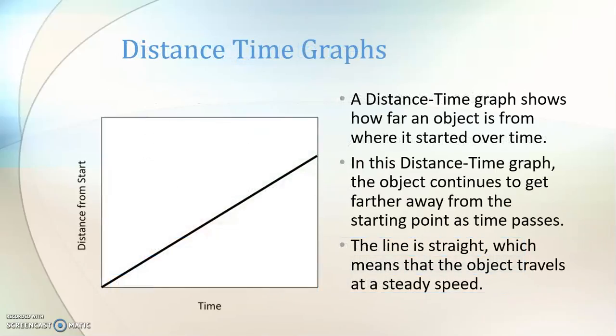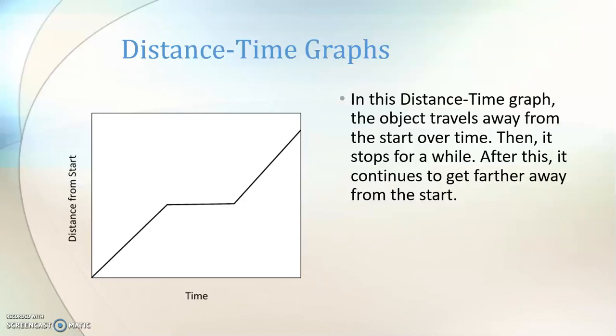And we're also going to look at distance time graphs. So a distance time graph shows how far an object is from where it started as time passes. So on this graph down here at the very bottom of the graph, that would be 0 meters from the start basically. And then as the object gets farther away, it gets farther away from the bottom of the graph. So this object is traveling farther away from the starting point, and the line is straight diagonally, which means that it's traveling at a steady speed.